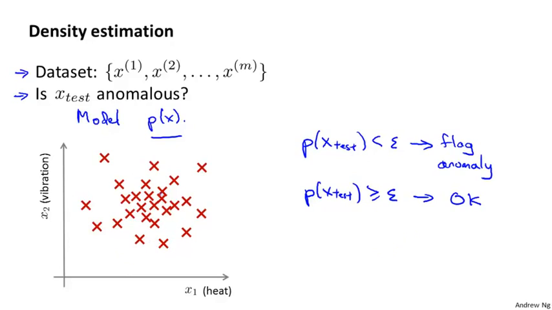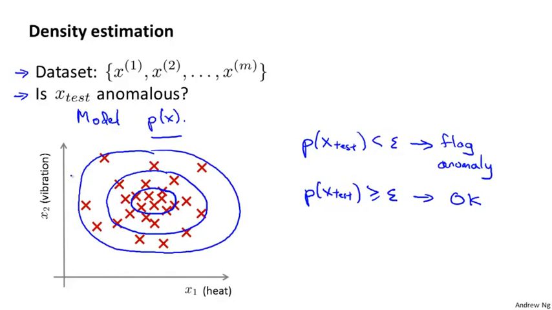And so given a training set like that plotted here, if you build a model, hopefully the model P of X will say that points that lie somewhere in the middle have pretty high probability, whereas points that are a little bit further out have lower probability, points that are even further out have somewhat lower probability, and the point that's way out there would be an anomaly.